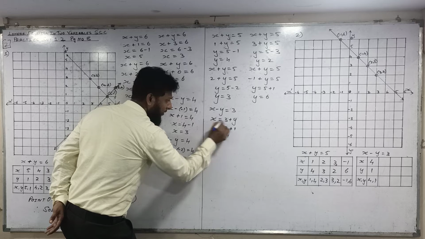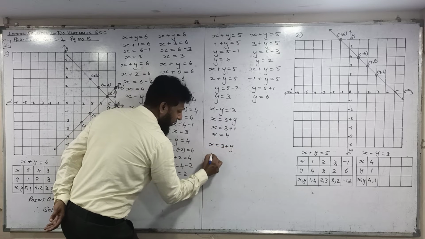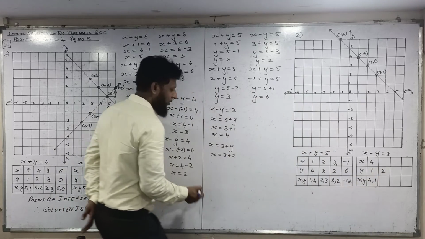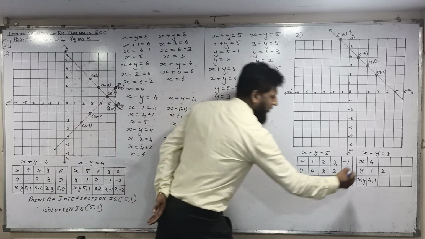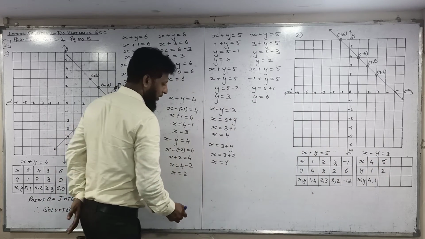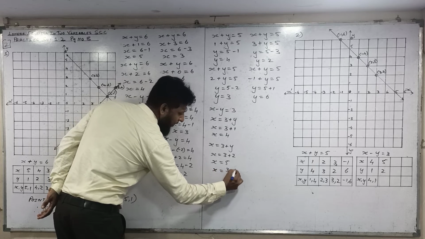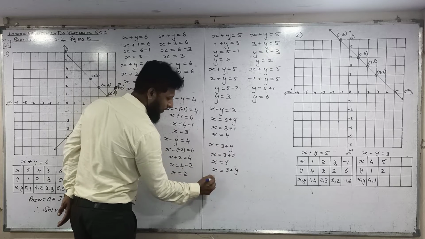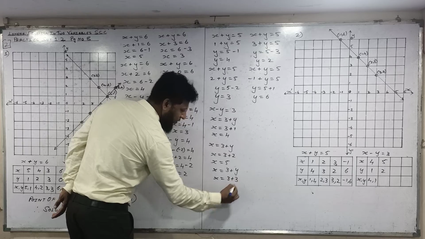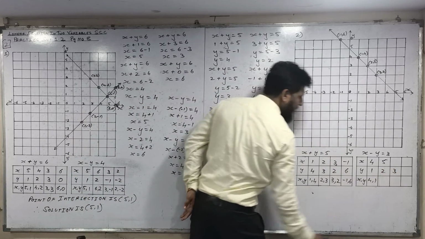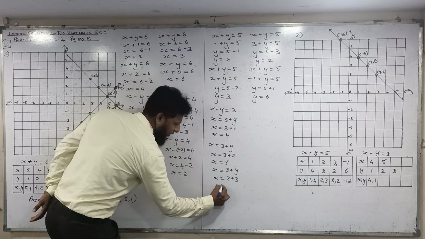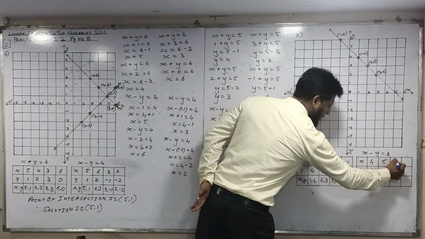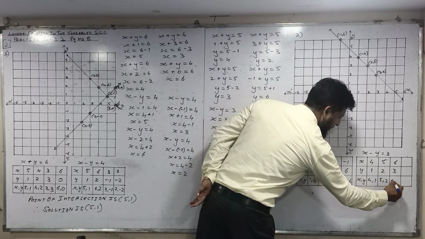Now again take this equation, x is equal to 3 plus y. If y is 2, what will be the value of x? 5. Okay. Now x is equal to 3 plus y. If I take y value 3, 3 plus 3, 6. So y value 3, x value 6. Write the points 5 and 2, 6 and 3.